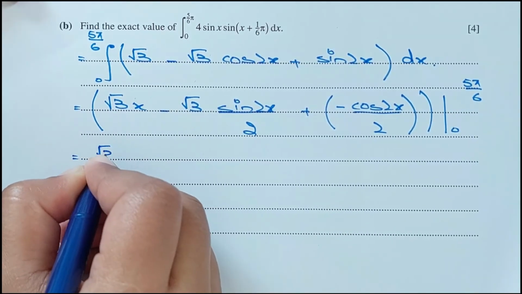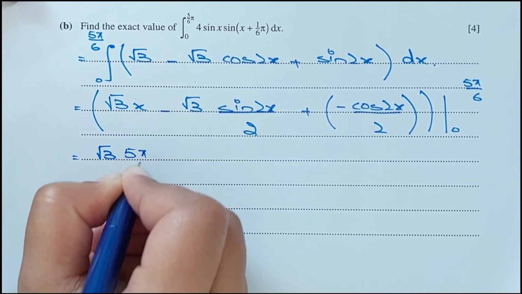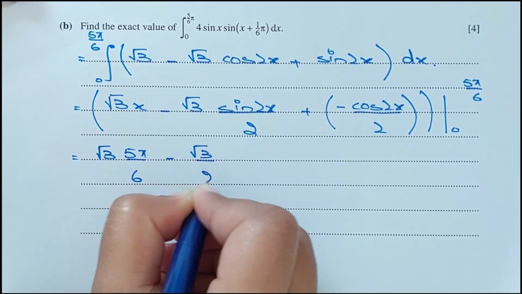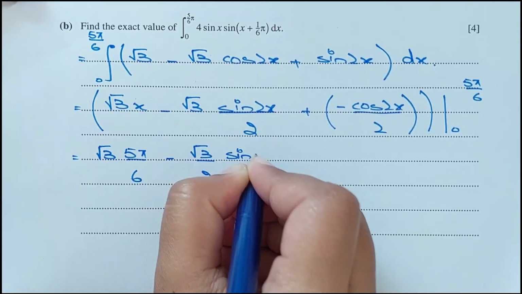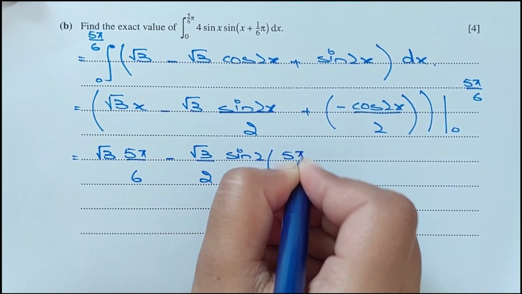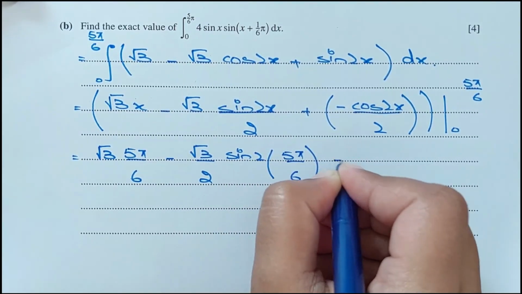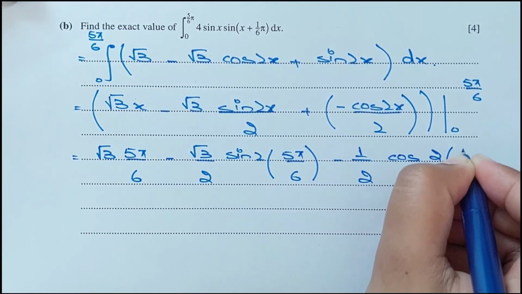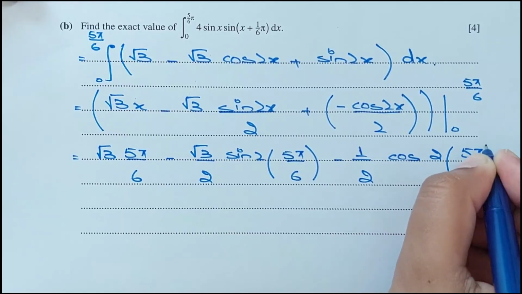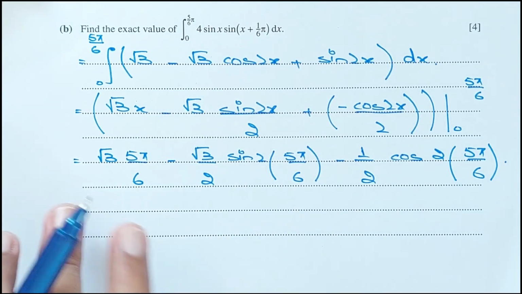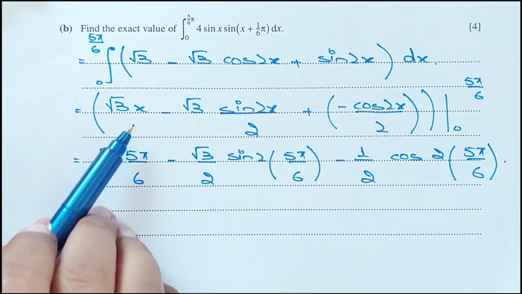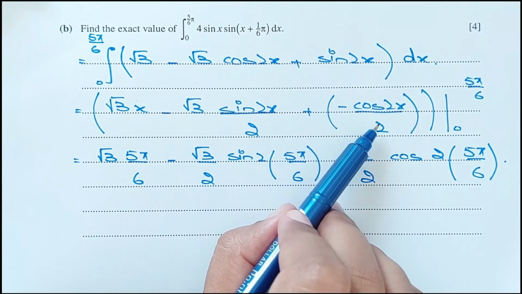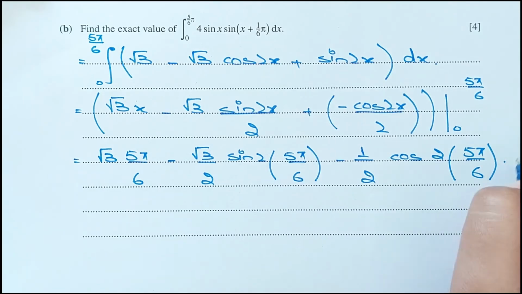Square root of 3 times 5 pi by 6 minus square root of 3 divided by 2 sine 2 times 5 pi by 6 minus 1 by 2 cos 2 times 5 pi by 6. This is the upper limit. Now for the lower limit, this term is 0, sine 0 is 0, cos 0 is 1, so minus 1 by 2, and the lower limit makes it plus 1 by 2.